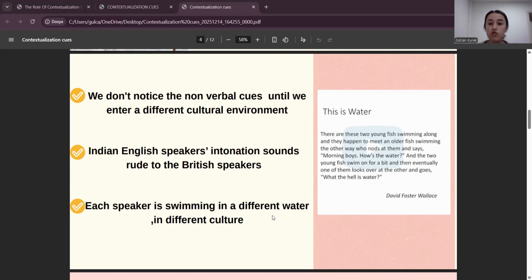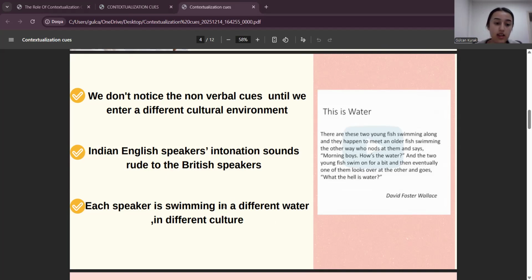Similarly, we don't notice the nonverbal cues until we enter a different cultural environment or until we come across someone else that uses these cues in a different way. For example, Indian speakers' intonation sounds rude to British speakers because, as you know, Indian speakers speak a bit louder. They express their feelings more. So their intonation seems strange and rude to British speakers.